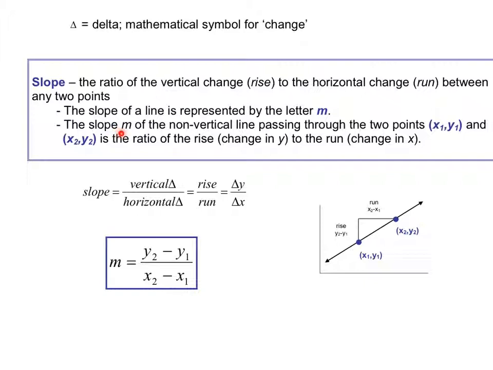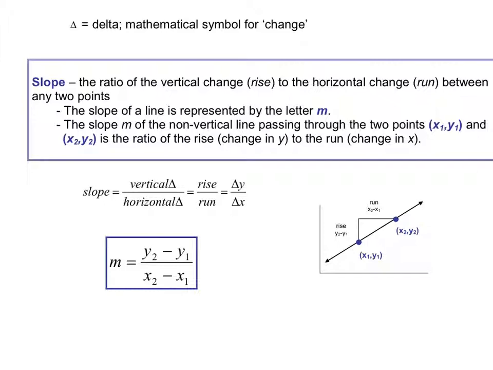The slope m of a non-vertical line passing through 2 points, (x1, y1) and (x2, y2), is the ratio of the rise, the change in y, to the run, change in x. So have that written down. Basically, you have this. Slope is equal to the rise over run, which is delta y, the change in y, over the change in x. The change in your vertical over the change in horizontal. And then the formula for slope is m equals y2 minus y1 over x2 minus x1.